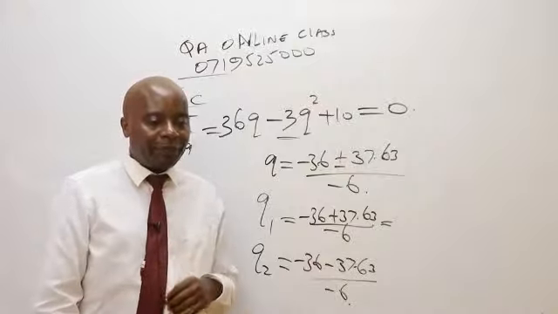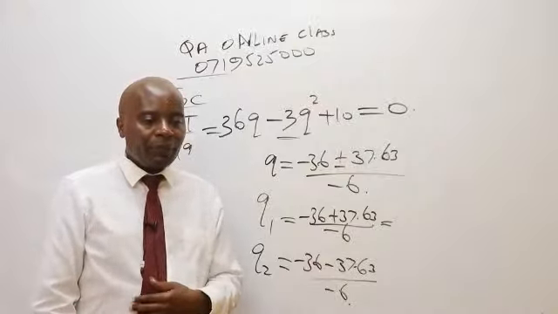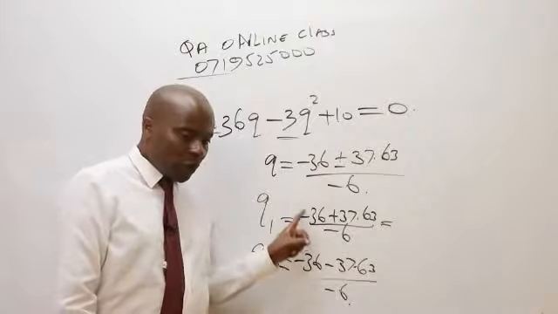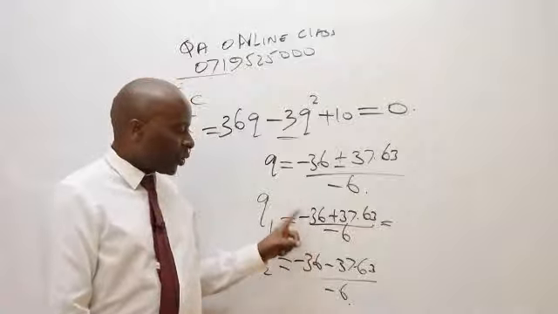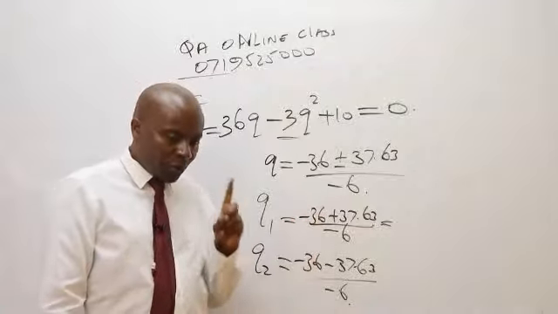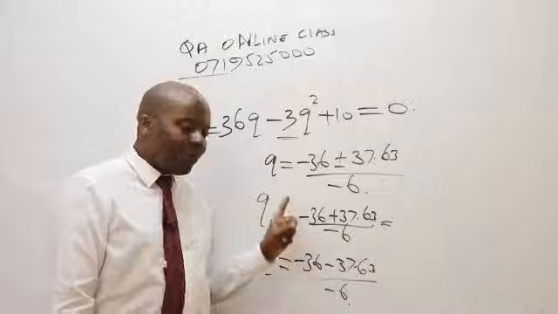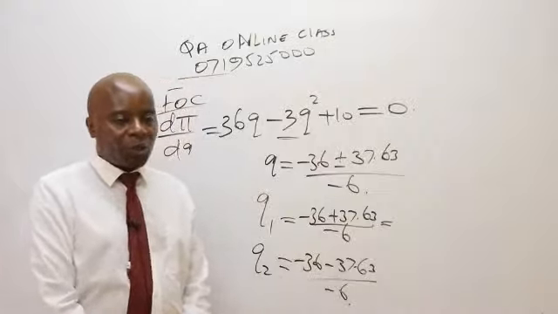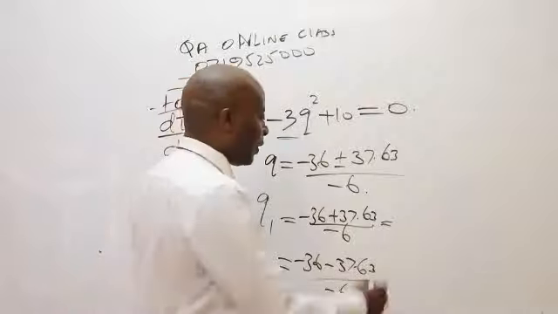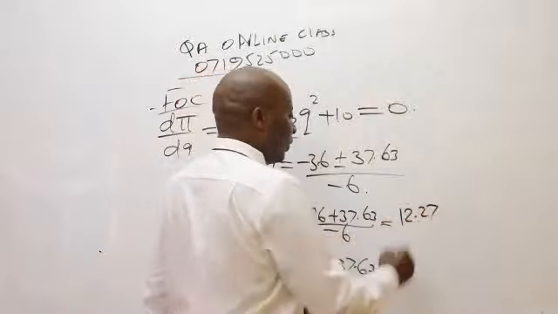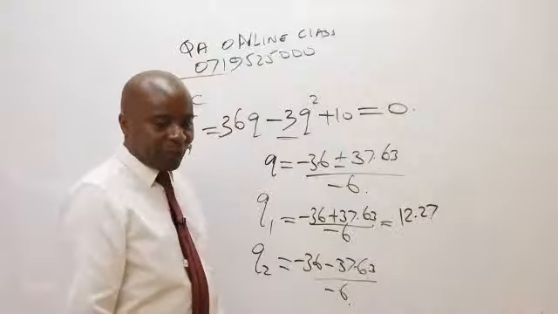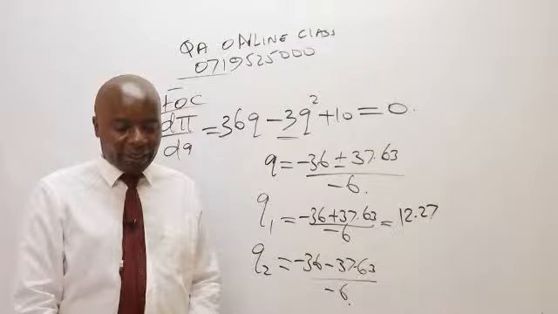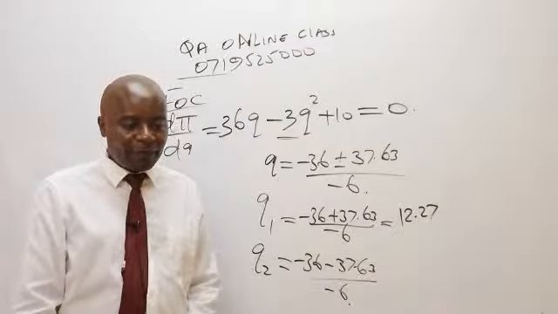What do we have there? You take minus 36 plus 37.63 equals, and then you say divide by minus 6. So Nancy is giving me 12.27. And I would want to really get another person also confirming the same. Can another person confirm this for us?